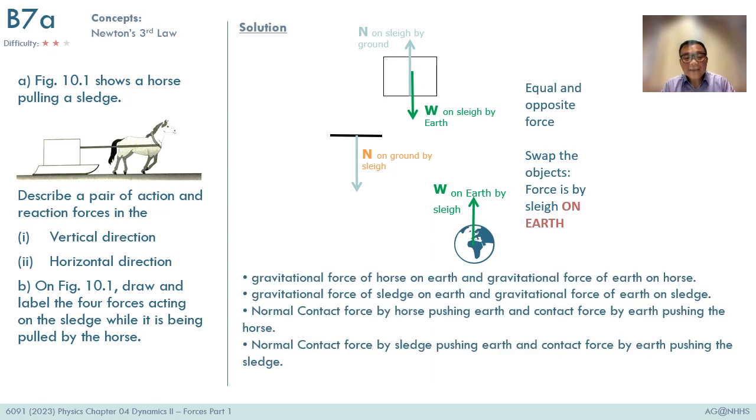You can actually repeat this on the horse itself. It's exactly the same technique. Instead of looking at the sleigh, you just look at the horse, and you have the same two other pairs of vertical forces.